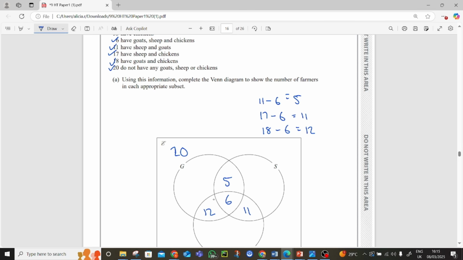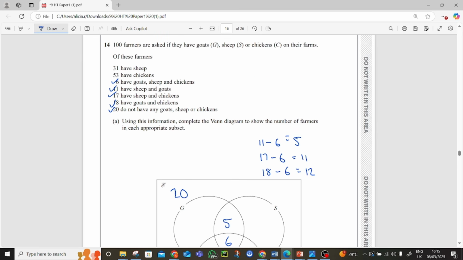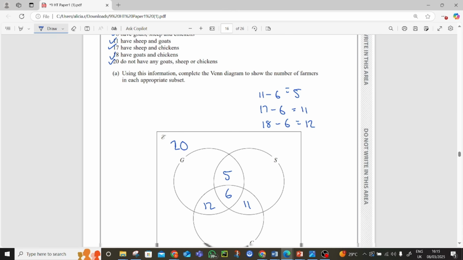Now we need to fill in these 3. The farmers have only goats, only sheep, or only chicken. So 31 have sheep. So 31 farmers have sheep. Well, that's going to have to be all the farmers inside this bubble here. So I'm going to do 31 minus 5 minus 6 minus 11. And this is 9. So we have 9 that just have sheep.